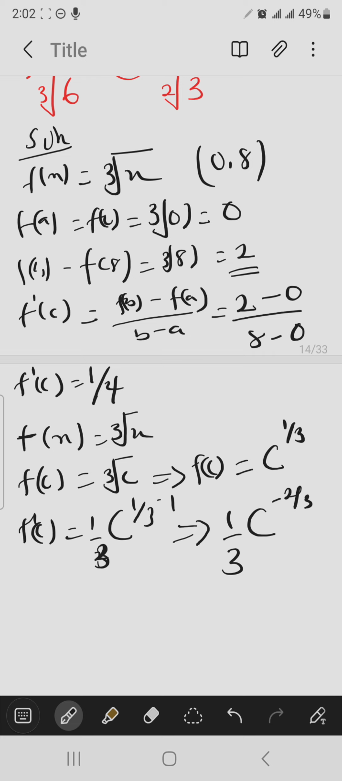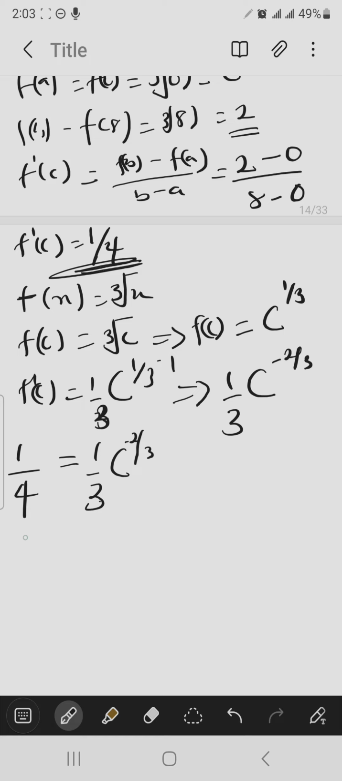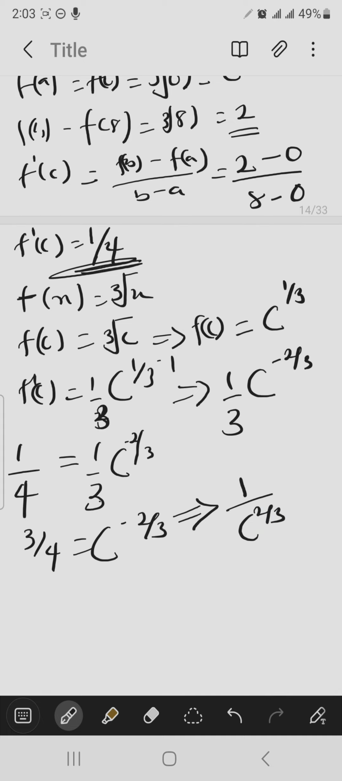So you know from the question, from what we did the other time, f prime of c is 1 over 4. So this one is going to be 1 over 4 equals 1 over 3 c raised to power minus 2 over 3. So when this one multiplies this, we have 3 over 4 equal to c raised to power minus 2 over 3. So now this c raised to power minus 2 over 3 will be equal to 1 over c raised to power 2 over 3 because it has minus.